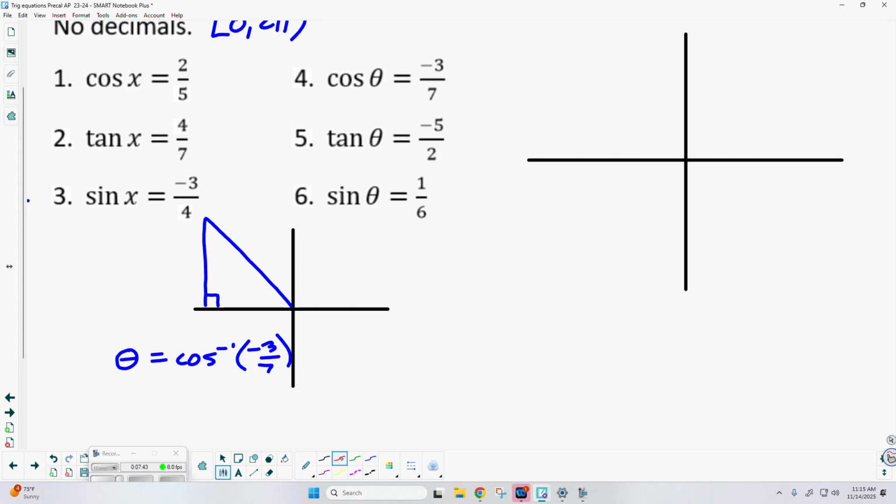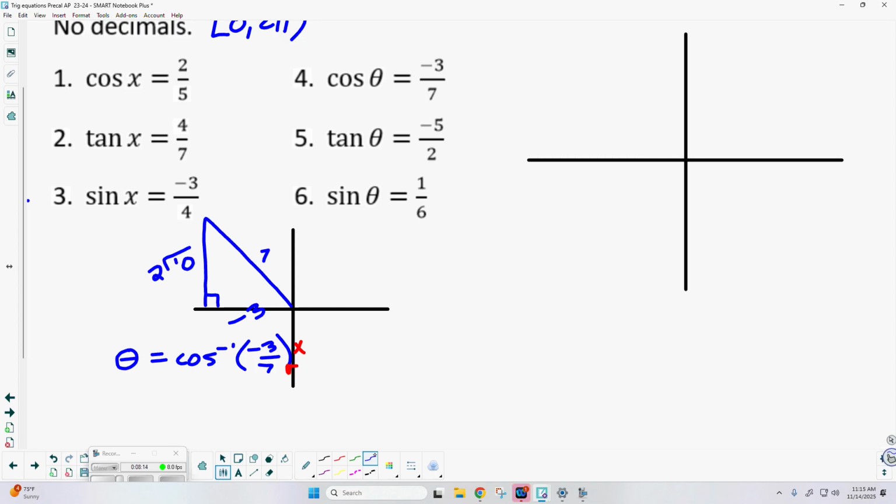Okay, cosine has a ratio that's x over r, so I know the hypotenuse is 7. Okay, this base is a negative 3. Can anybody tell me the height? Oh, you're close. It is going to be 2 root, but not root 3. 2 root 10. Okay.